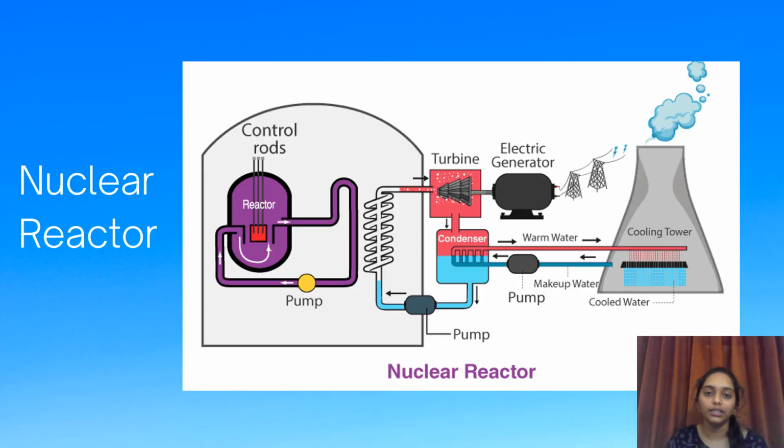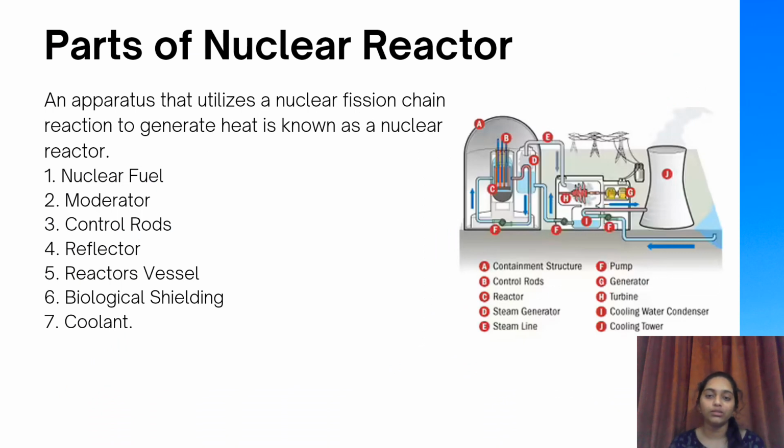The following diagram illustrates the nuclear reactor. Parts of a nuclear reactor. An apparatus that utilizes a nuclear fission chain reaction to generate heat is known as a nuclear reactor. And these are the parts of a nuclear reactor: nuclear fuel, moderator, control rods, reflector, reactor vessel, biological shielding, and coolant.